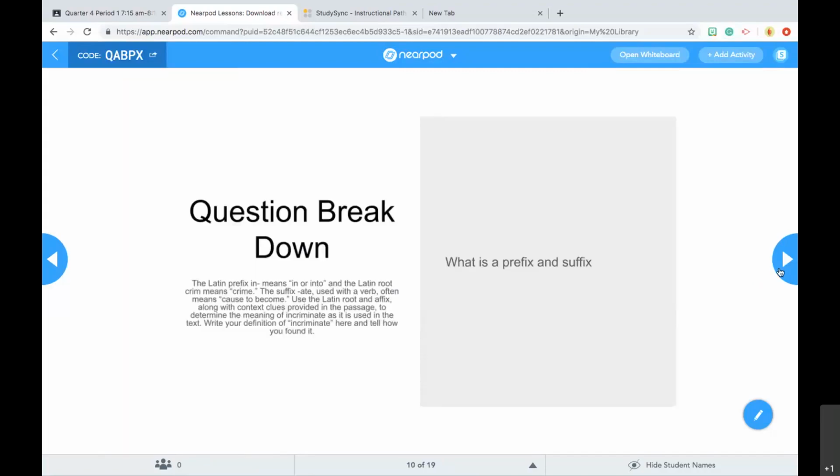So, question breakdown. What is a prefix? What's a suffix? That's the first thing we need to look at when we look at these questions that we might see in our StudySync. So this question here: the Latin prefix in means in or into, and the Latin root crim means crime. The suffix -ate, used with a verb, often means causes to become. Use the Latin root and suffix to determine the meaning of incriminate as it's used in the text. Write your definition of incriminate here and tell how you found it.